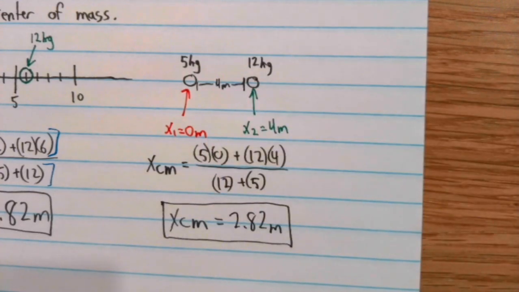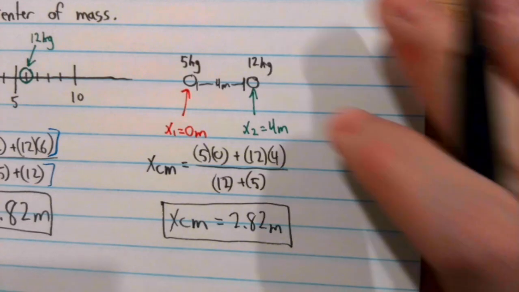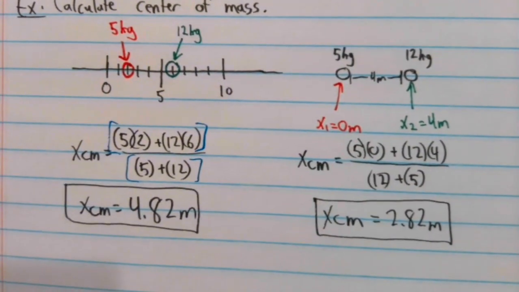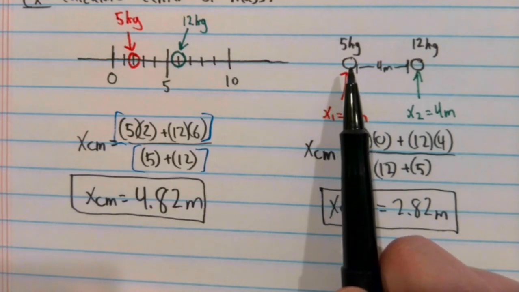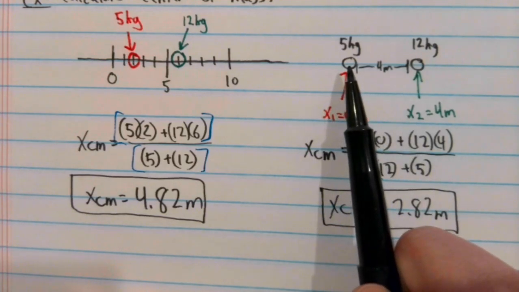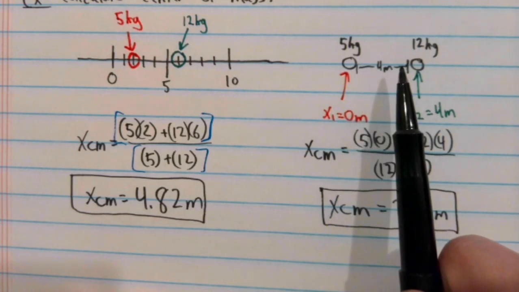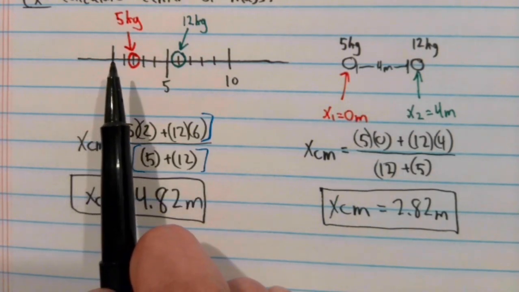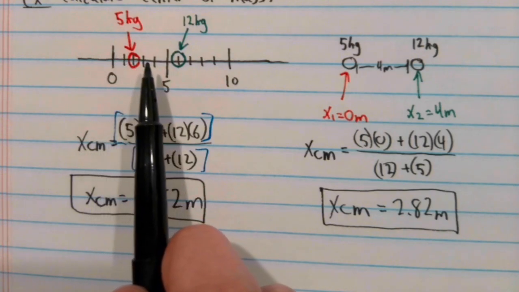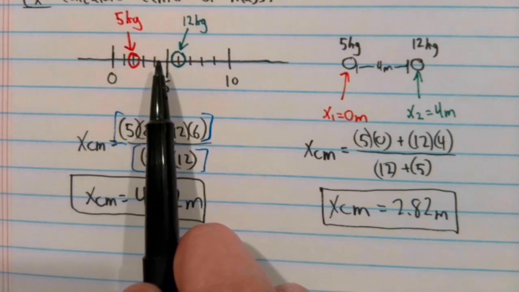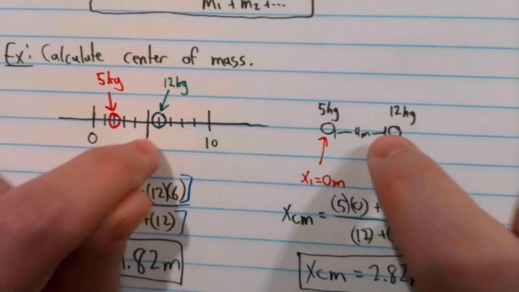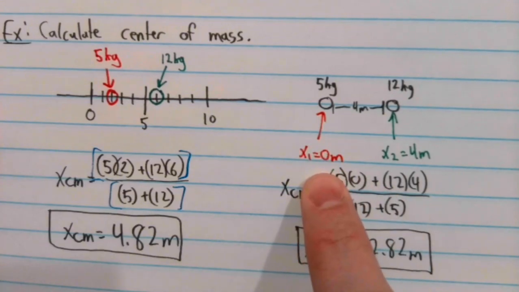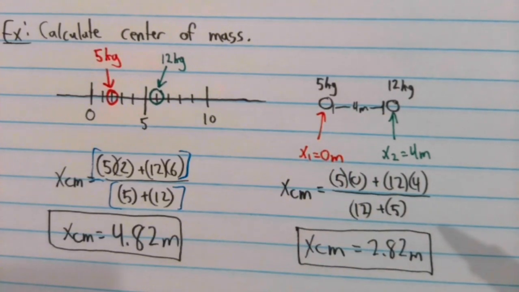And the reason these answers are different is because position is all relative. So we've established this as position 0. The center of mass is 2.82 meters to the right. And with this as position 0, it's 4.82 meters to the right, but it still falls in the same location. So what we've done for each of these two is established a different position 0. And so there's two different ways to write the same thing.